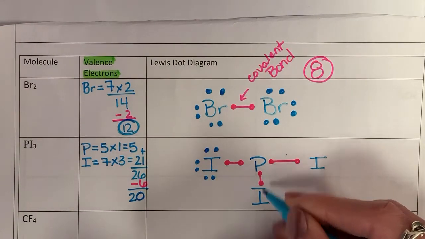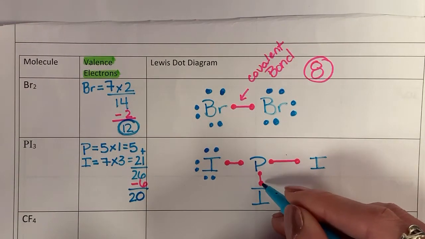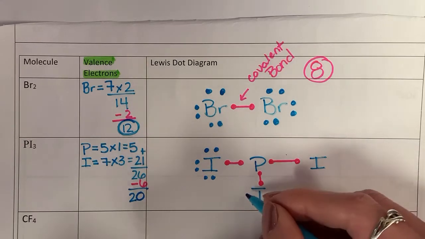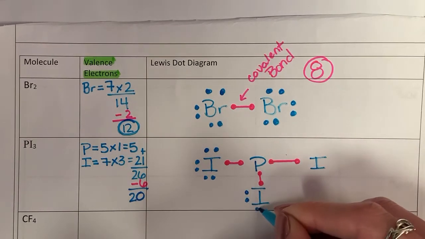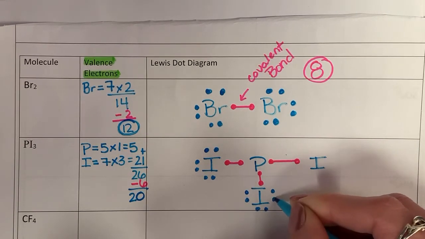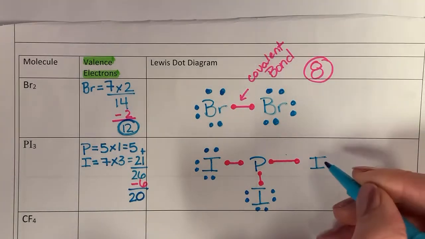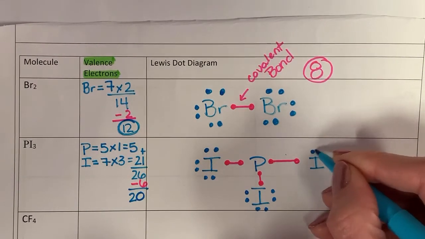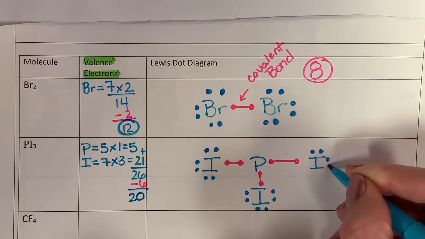Same thing with this iodine. He's already got 2. He wants to get to 8, so he needs 6 more. Same thing with this iodine. 6 more.